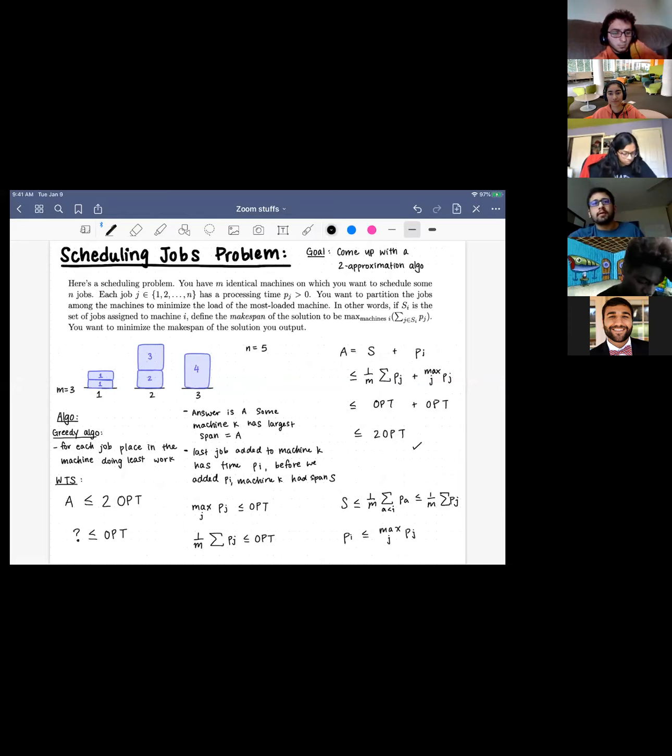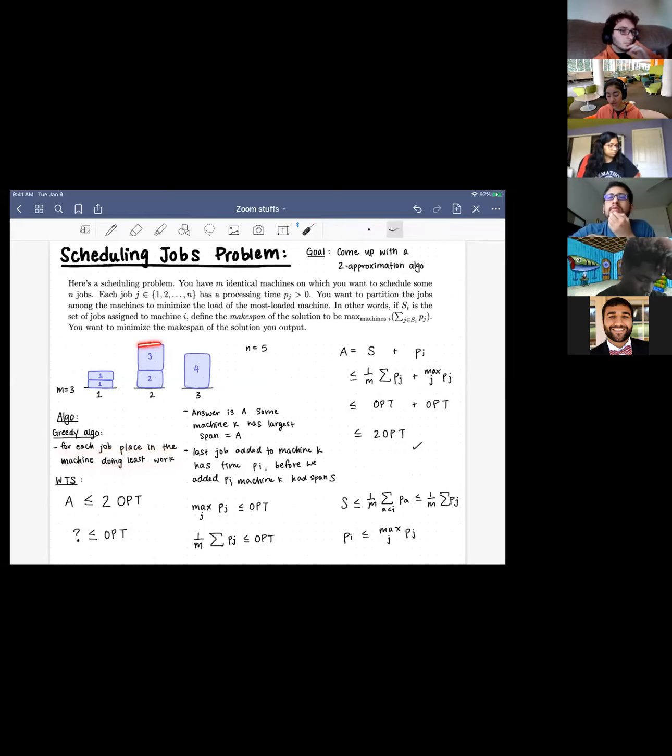How do we know that the span S is the smallest one after we remove machine K? How do we know it's still not bigger than everything else? Yeah, so whenever you're doing these, the thing you should be looking for is what our algorithm is doing that would give us some bound on these quantities. So in this case, our algorithm is only adding a machine to the thing that has the lowest span already. So for each job, place it in the machine that's doing the least amount of work.